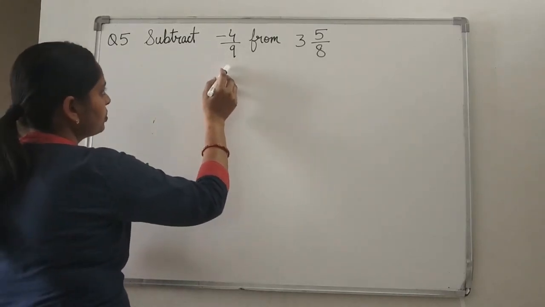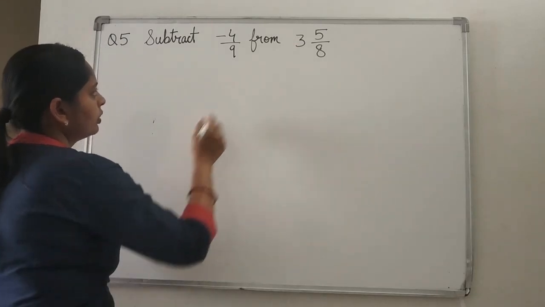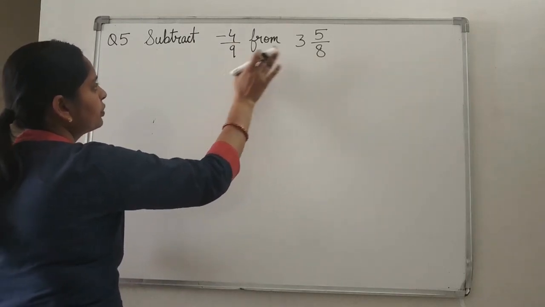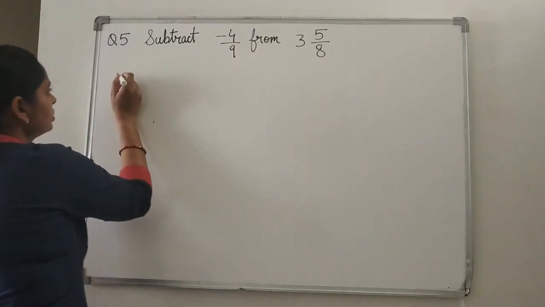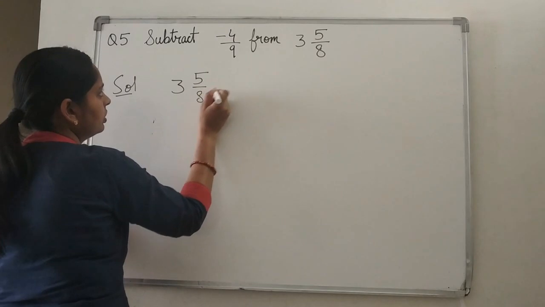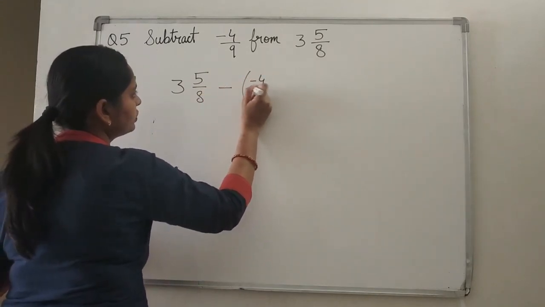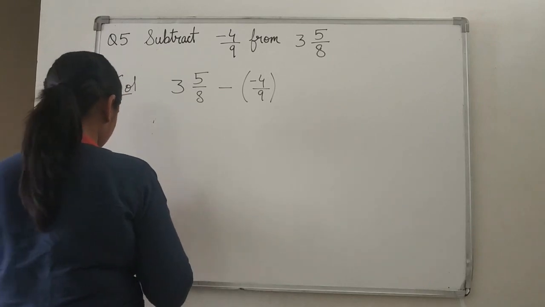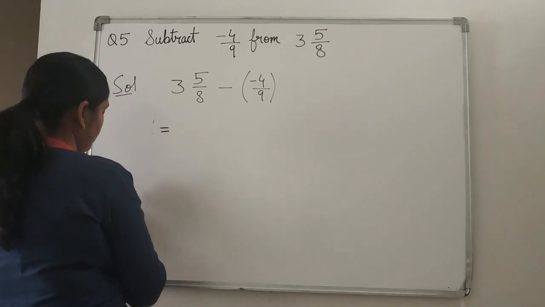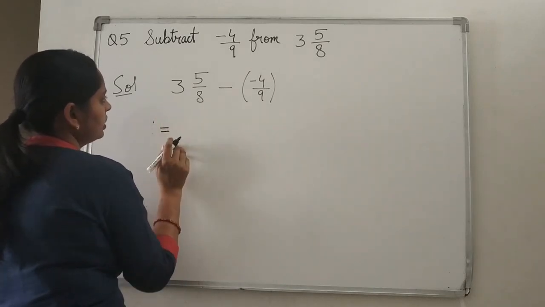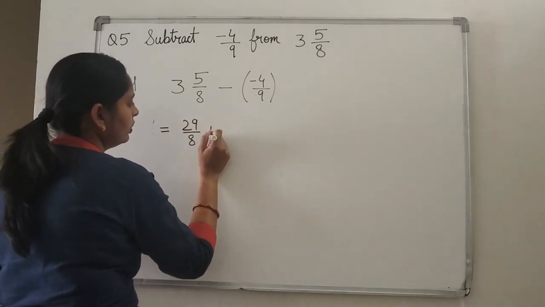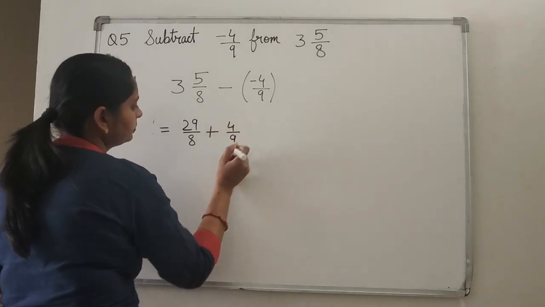Subtract minus 4 by 9 from 3 5 by 8. From is there, means subtraction we have to do, and we have to subtract this rational number from this. So the second term will come first: 3 5 by 8 minus minus 4 by 9. It is a mixed fraction, so first we will turn this into improper: 3 8s are 24 plus 5, 29 upon 8, minus into minus will go for plus 4 by 9.